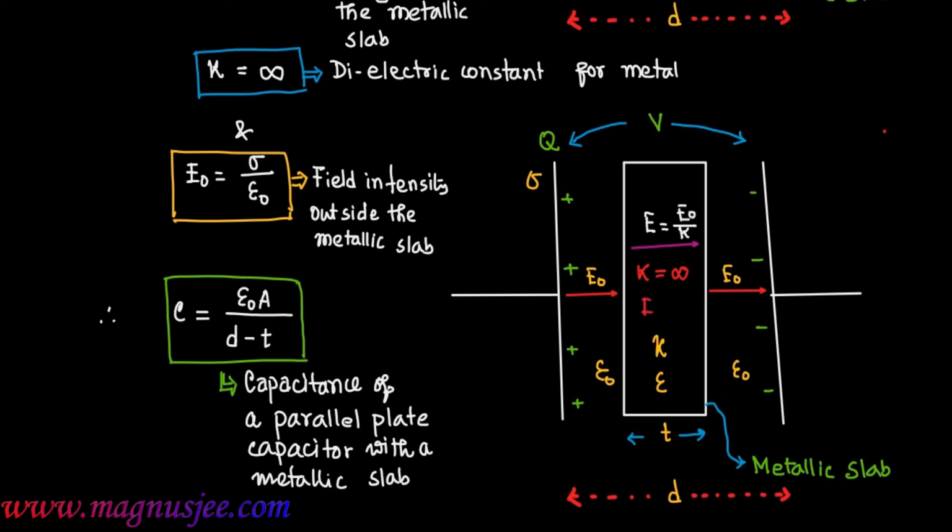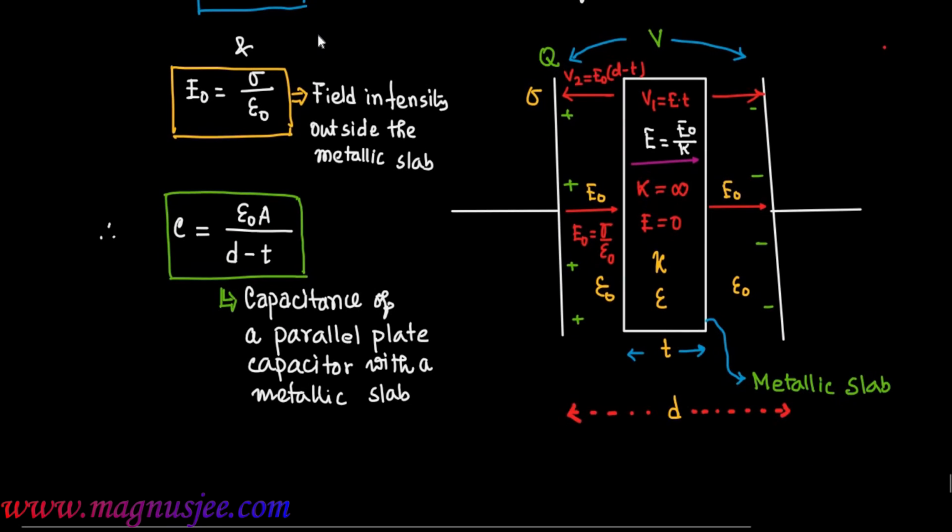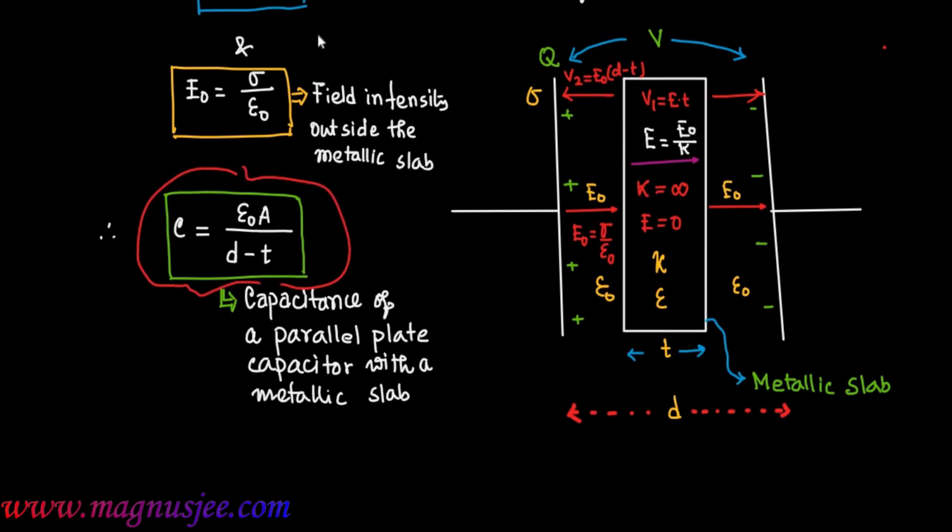Now the dielectric constant K equals infinity for metal. The field intensity inside the metal is 0, that is, E equals 0. The field intensity outside the metallic slab is E0 equals sigma by epsilon 0. The potential difference between the two ends of the metallic slab is V1 equals E into t. The potential difference outside the metallic slab is V2, which is E0 into (d minus t). So C equals epsilon 0 A divided by (d minus t), which is the capacitance of the parallel plate capacitor with a metallic slab such that t is less than d.